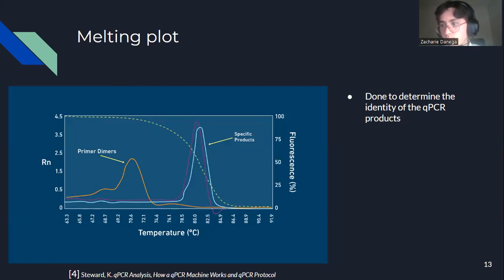Now, you should also do a melting plot, which is done to determine the identity of the qPCR products, which is critical, knowing if you actually made copies of the right DNA sequence.